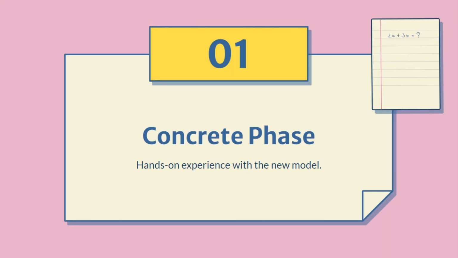So, to go into the CRA phases, we're going to cover how you could use a place value chart in each phase. So for the first phase, the concrete phase, you're going to be looking at hands-on experience with the new model. So the model being the place value chart.